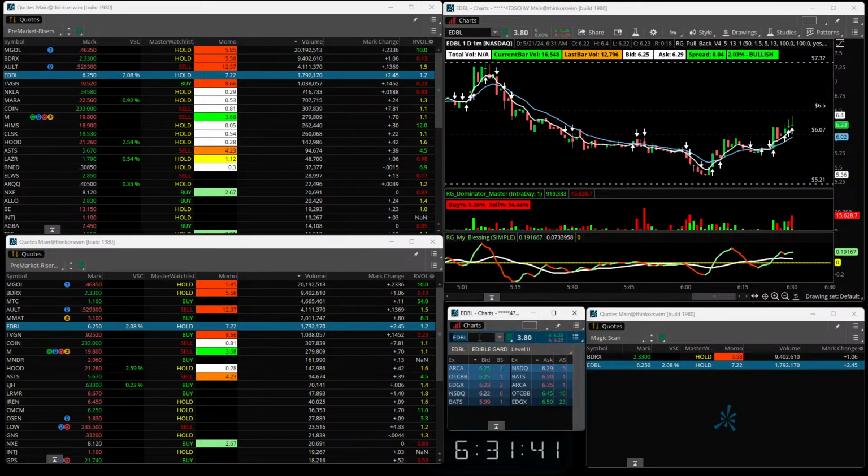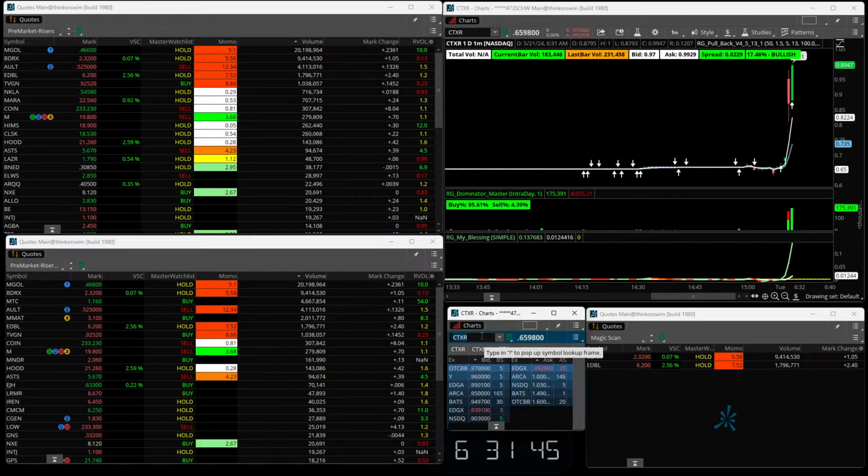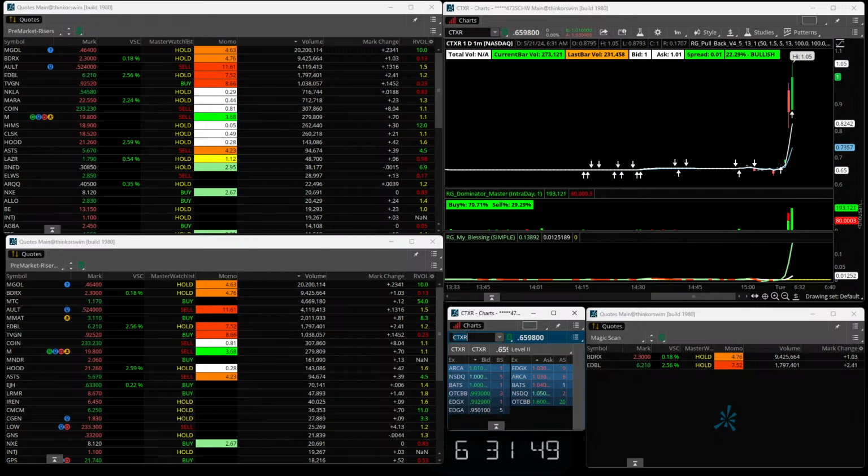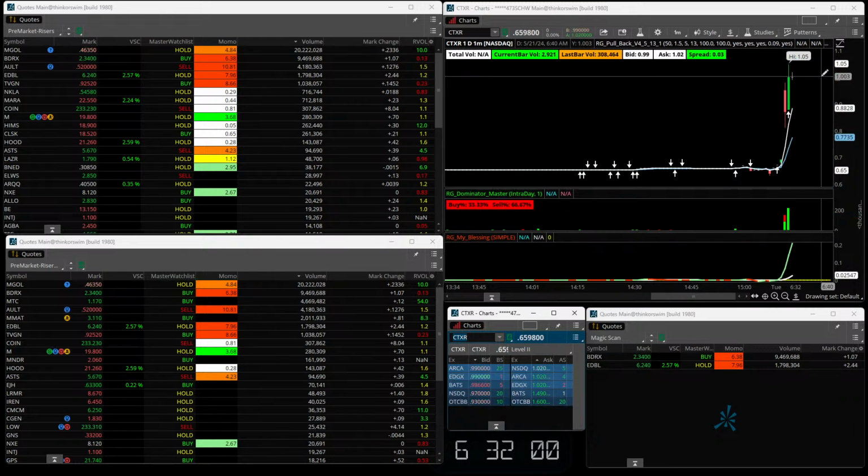I'll take a look at CTXR. Under $1, spiking up. Looks like it had a pretty rough start already. Under $1, just barely over $1. Let's see if it pulls back.